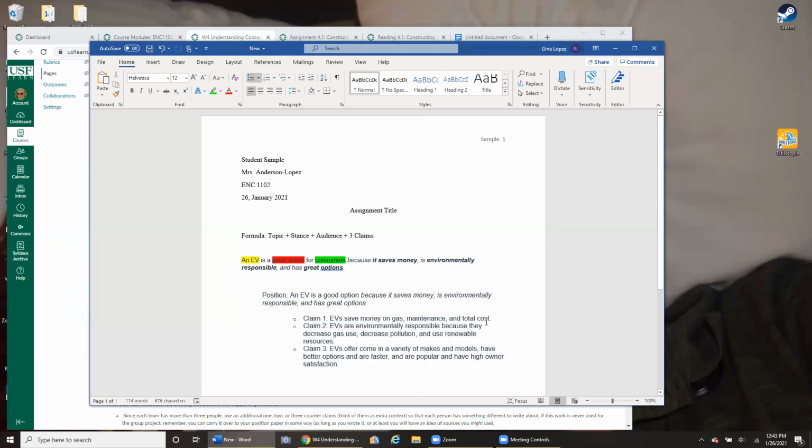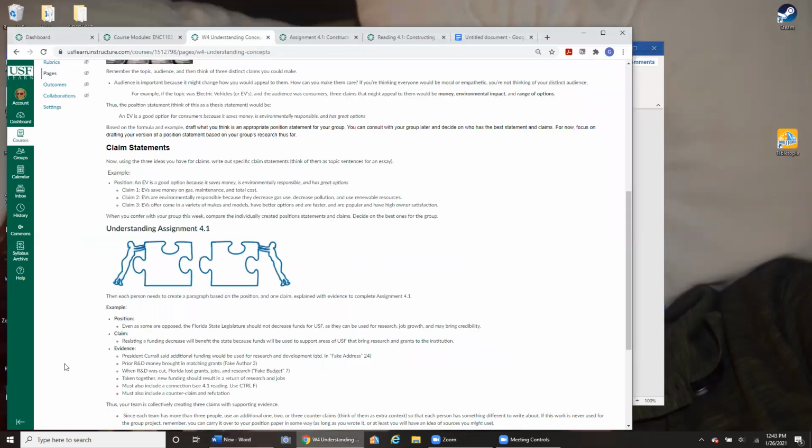We can see how, again, they align with the position statement that was already drafted. It's a topic sentence for each major section of either a presentation or a paper. An expansion of the main topic, moving into subtopics, or if you want to call them claims for this assignment.